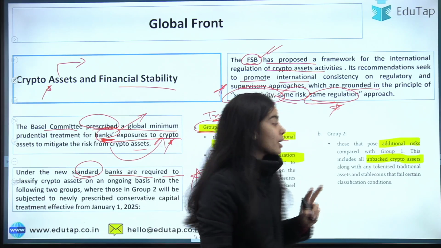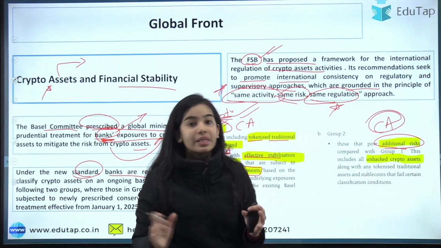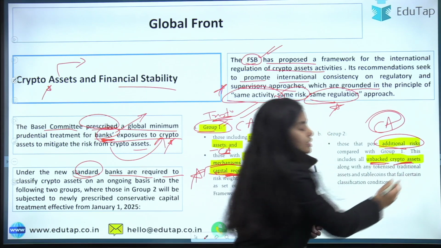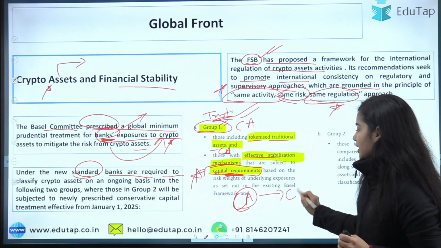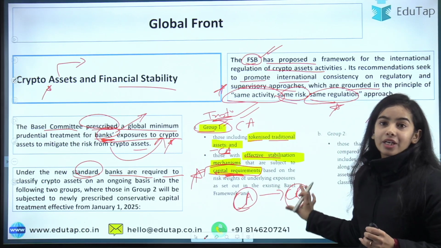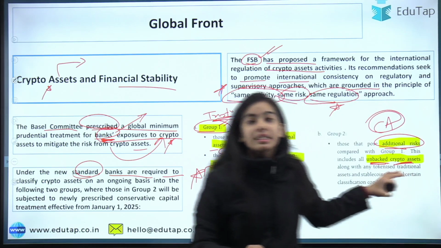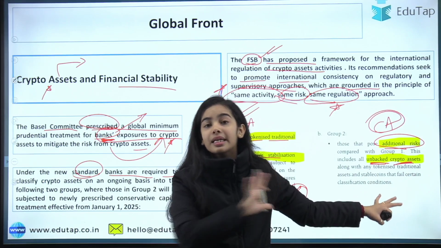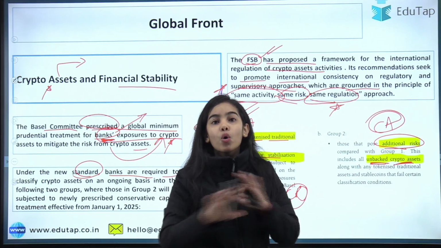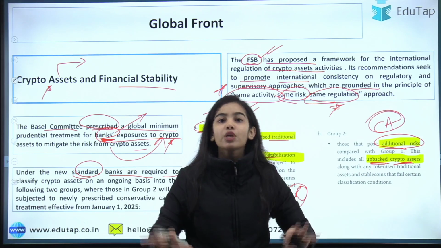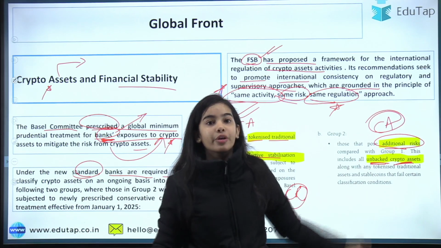Now in group 2 comes the additional risk. The crypto assets that have the additional risk are unbacked crypto assets. So here, the group 1 crypto assets had the backing of the capital requirements kept by the bank, but these crypto assets are unbacked. There is nothing backing these crypto assets. So if they become volatile, the bank will lose the whole value of the crypto asset, and there is no backing that the bank is keeping for this kind of crypto asset.